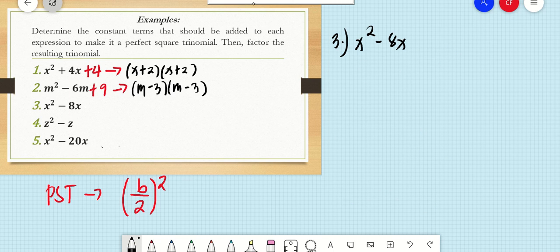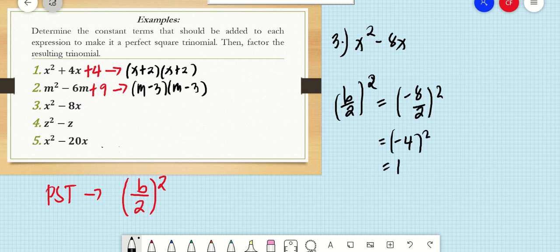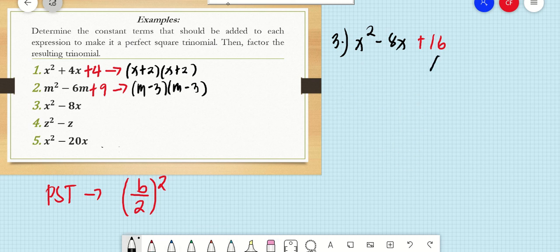Next example, x squared minus 8x. Again, using this formula, the constant that we add is negative 8 over 2, raised to 2. It is negative 4 raised to 2, so 16. So we add 16 to this expression. Next, we get the factors. Again, in getting the factors, this is our goal: we get the factors of 16 that, when the two numbers are added, the result is negative 8. So that is negative 4, negative 4.